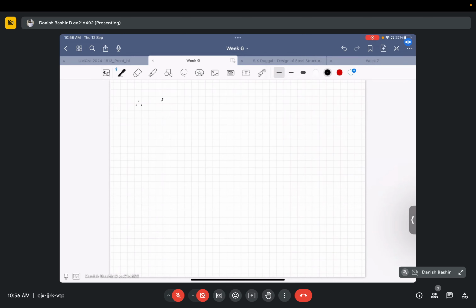Therefore, safe axial load will be equal to sigma AC multiplied by area of cross section. Sigma AC comes out to be 136.49 Newton per mm square, multiplied by 9221 mm square. It comes out to be 1258574.29 Newton, which is 1258.57 kilonewton. This is the safe axial load, P safe.